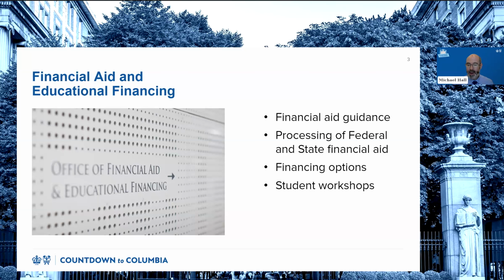And then lastly, we actually do some student workshops throughout the year as well on some financial aid topics, some financial literacy topics as well. That's not necessarily the bulk of what we do, but it is something that we do put out there.